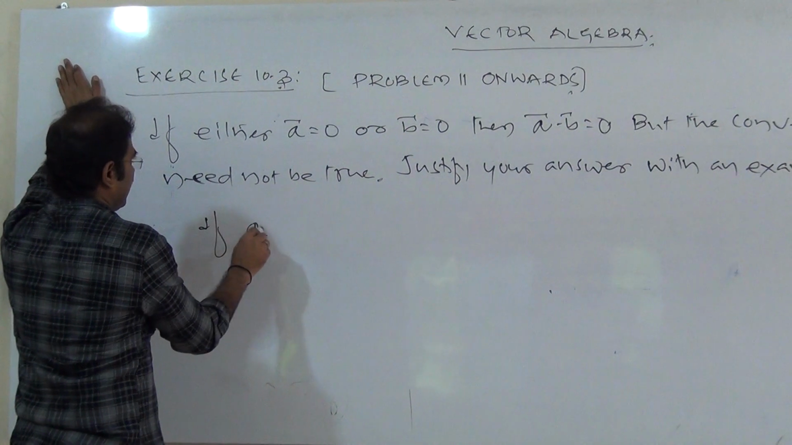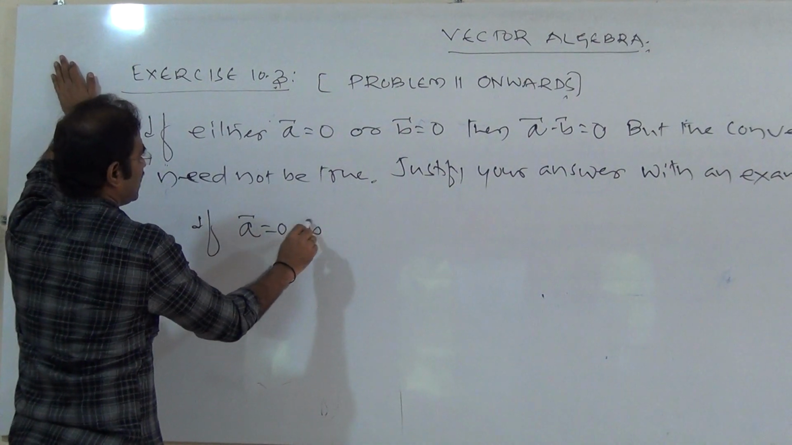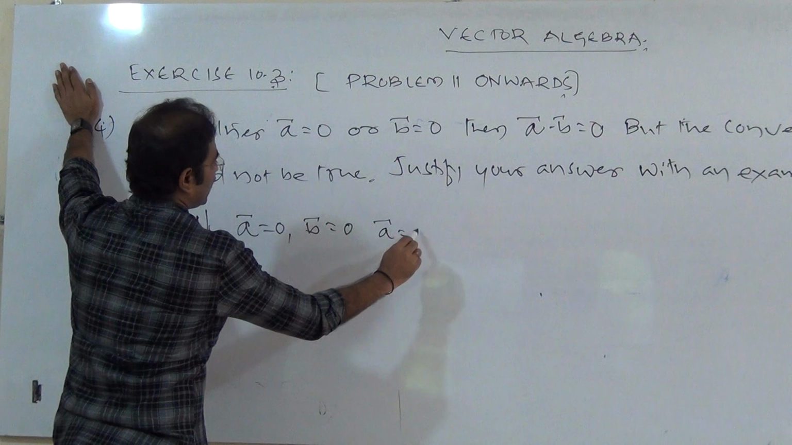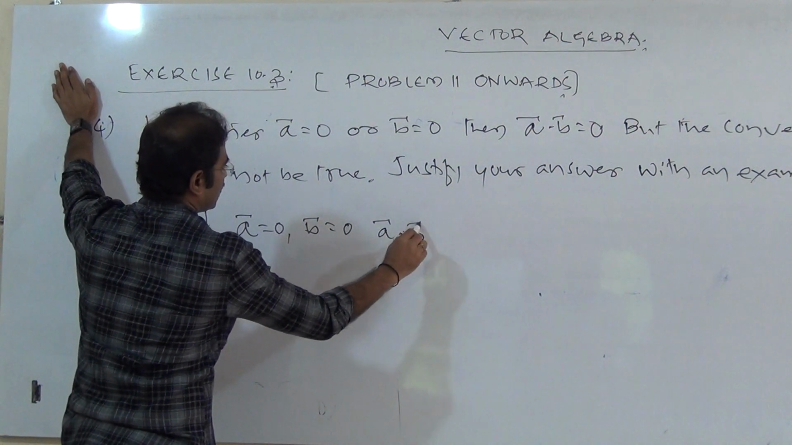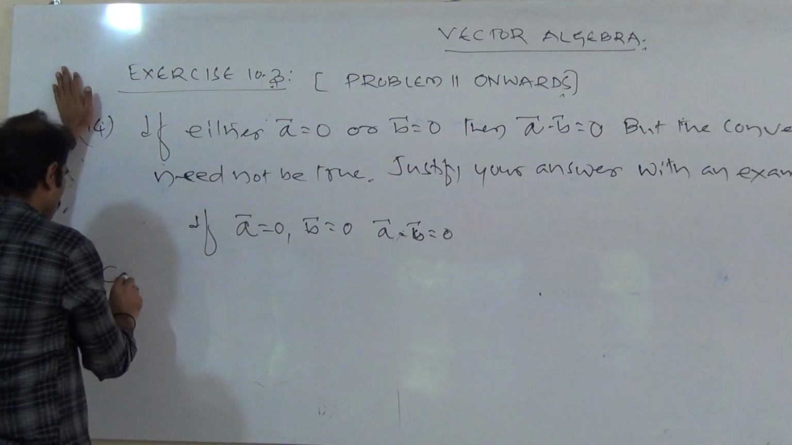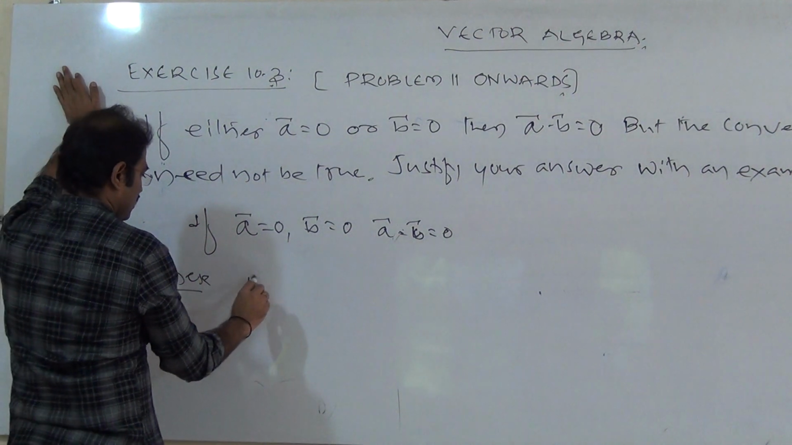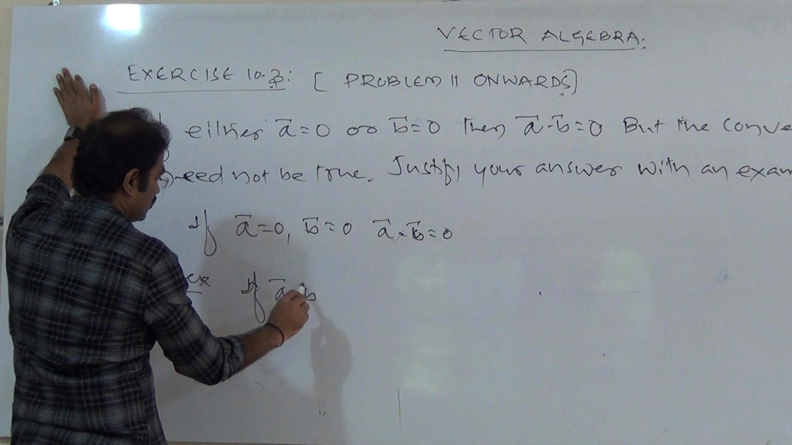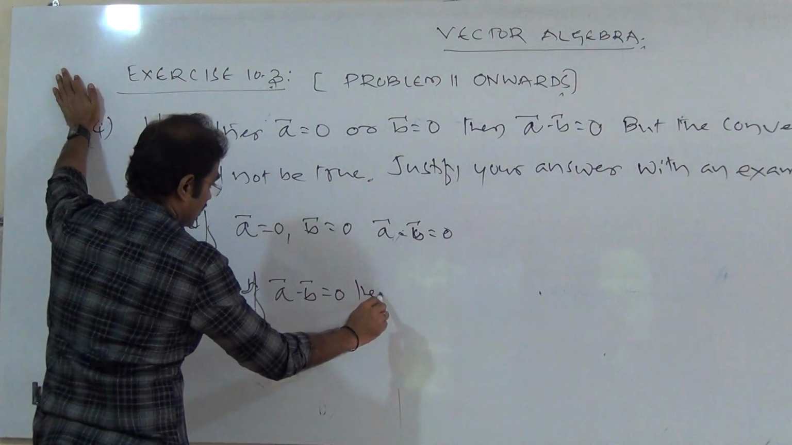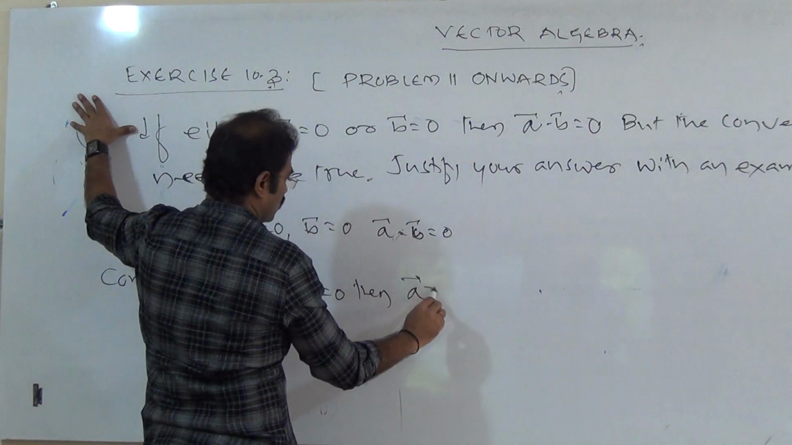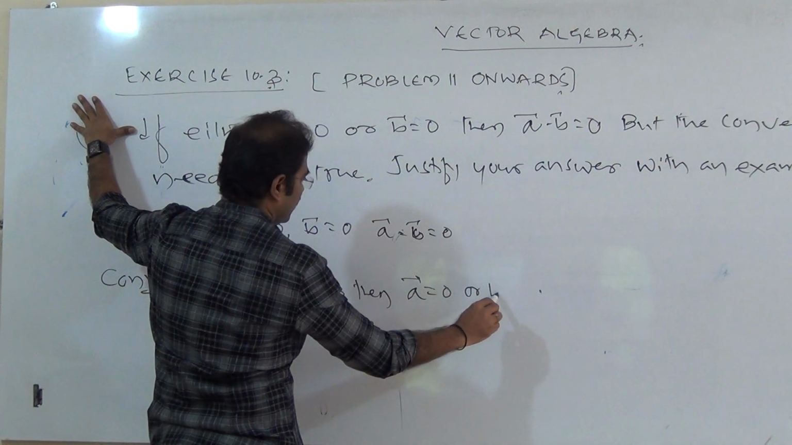If A is equal to 0 or B is equal to 0, A dot B is equal to 0. What is the converse statement of this? Converse: if A dot B equal to 0, then A must be equal to 0 or B must be equal to 0.